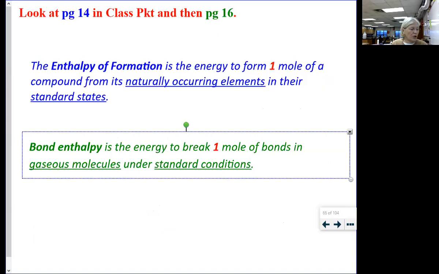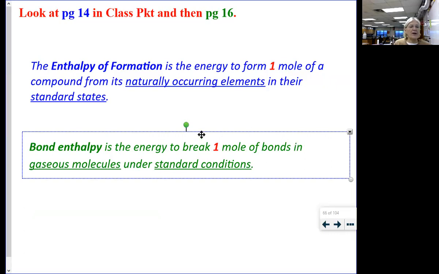If you look at page 14 and then page 16, I have two visuals to help you understand the arrangement of these terms in the two equations for heats of formation and bond enthalpies. If these visuals are of no help, don't worry about it. You do need to know the definitions.